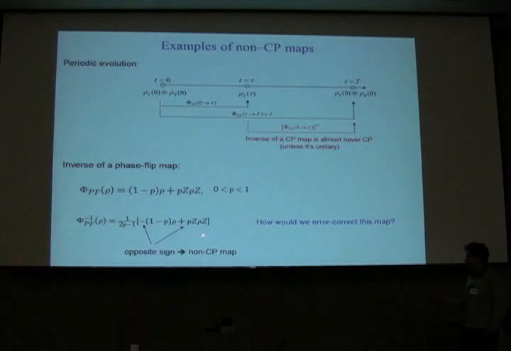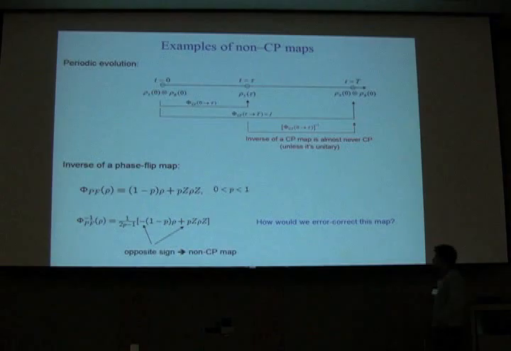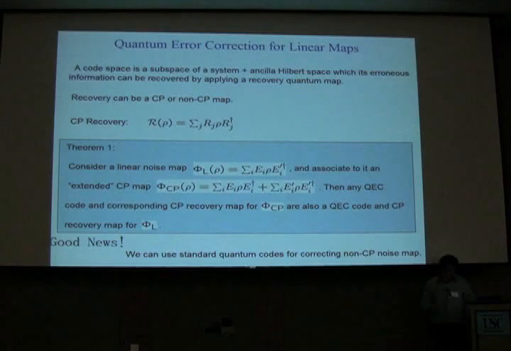And you can see this is linear and it is non-CP because at least one of these two terms is negative. So from this simple example, the idea comes that we can think of implementing non-CP recovery, that I'm going to explain in the next slide, where I talk about quantum error correction for linear maps.